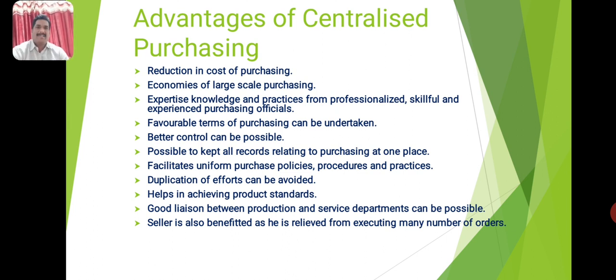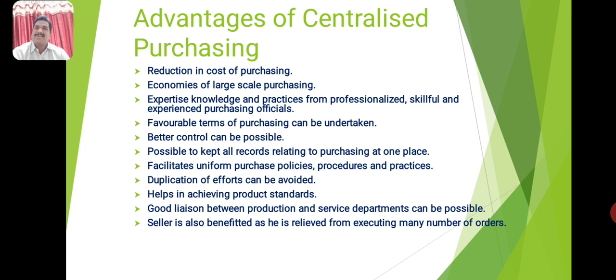Then another important one is that it is possible to keep all the records relating to purchasing at one place. There is no distribution of records at various places of the organization. We can get all the records from the purchase department itself. Then it facilitates uniform purchase policies. Uniform policies, procedures and practices can be possible, because purchasing is done by one department, the purchase department. So uniformity in all the procedures, practices and policies of purchasing can be possible.